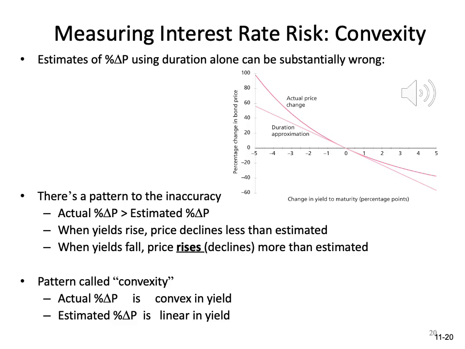But when the actual change in the yield is high, say a 4% decrease or 4% increase, then you can see the estimate using the straight line duration method is going to significantly underestimate the percentage change in the price compared to the curved dark pink line.